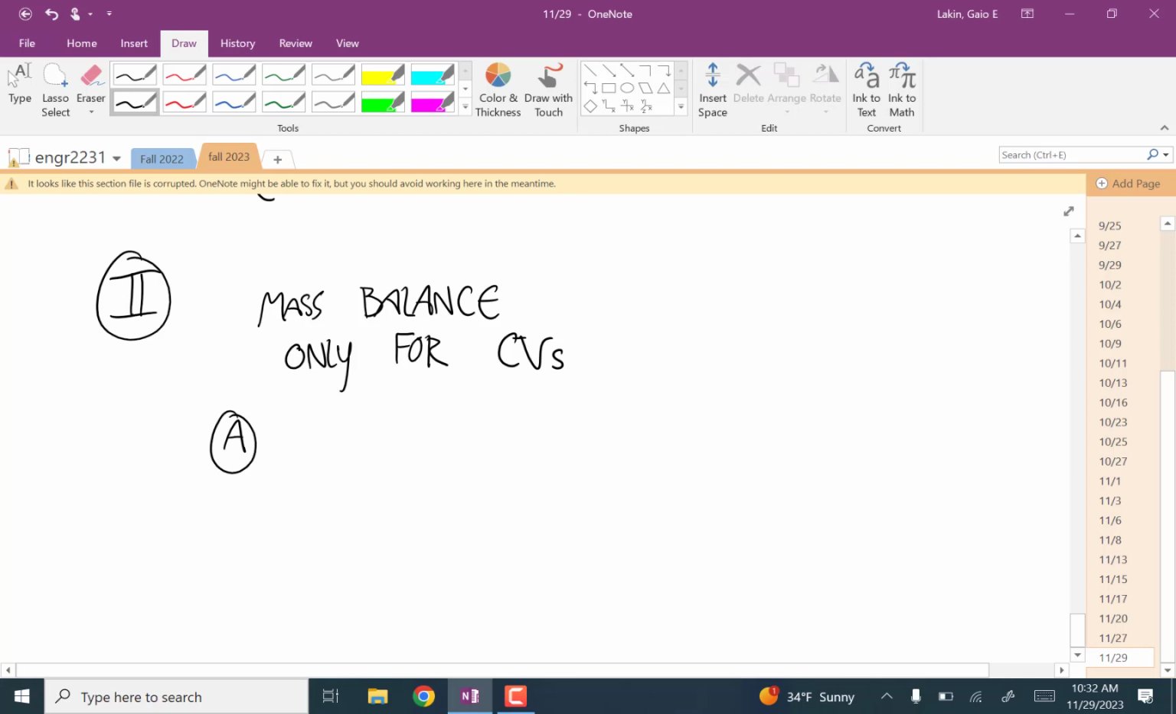So first, you have an equation that says the change in the mass inside the control volume is equal to the mass that's traveled in the inlet minus the mass coming out at the exit. This equation is for a finite time interval.